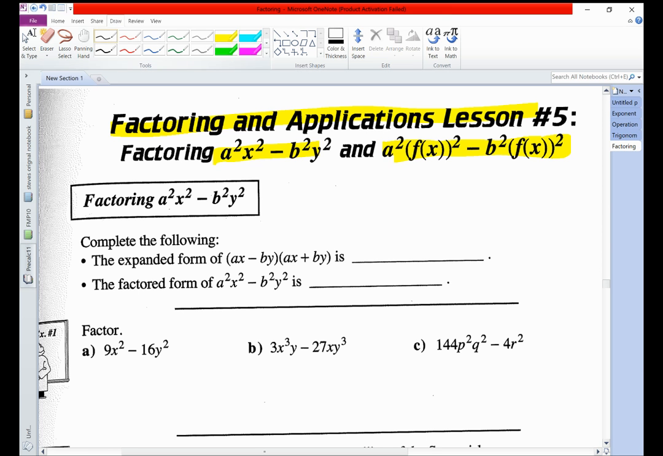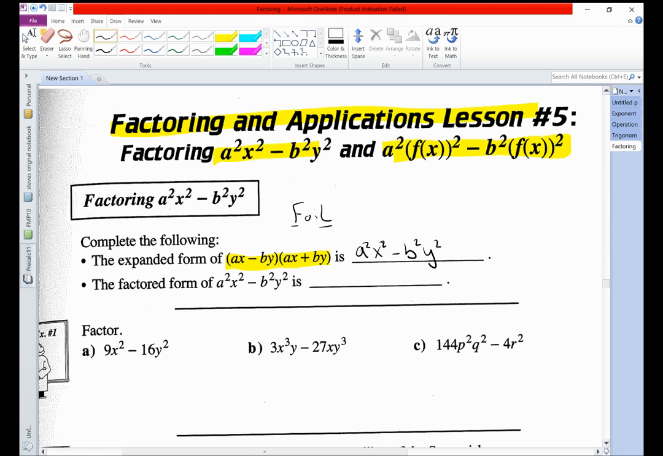So it says here, if we look at the expanded form of ax minus by multiplied by ax plus by, you can see that these are conjugates. So what's going to happen is we are going to get the first terms and the last terms, right? We know when we do conjugates, we only have to do the F and the L in our FOIL. So that's going to be ax times ax is going to be a squared x squared. And negative by multiplied by positive by is going to be negative b squared y squared.